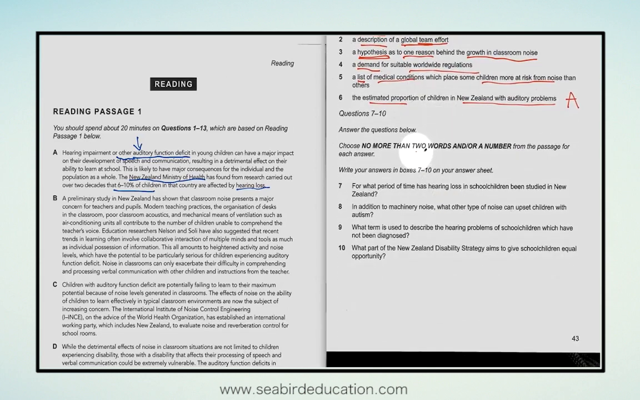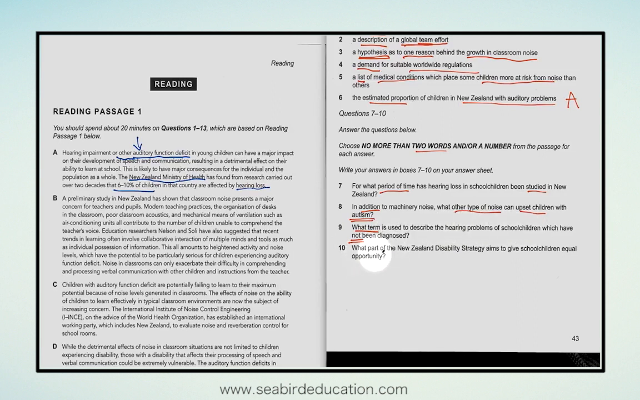No more than 2 words from the passage. So for what period of time has hearing loss in children been studied in New Zealand? So period of time, and the keyword is studied here. In addition to machinery noise, what other type of noise can upset children with autism? That's important. What term is used to describe the hearing problems of children who have not been diagnosed? So what name is used to describe the hearing problems of children who have not been diagnosed?